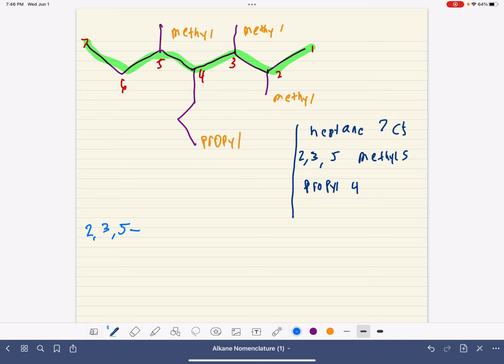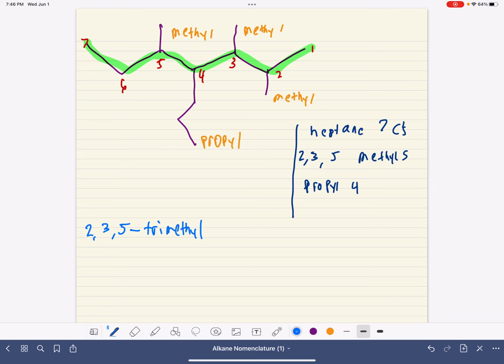Because we have 3 methyls, we put trimethyl here. We cannot simply put 2, 3, 5 methyl. That doesn't make any sense because that would imply that there's a single methyl at 3 positions. So these positions indicate 3 methyls, and we follow that up with the tri. So it has to say trimethyl if there's 3 methyls.